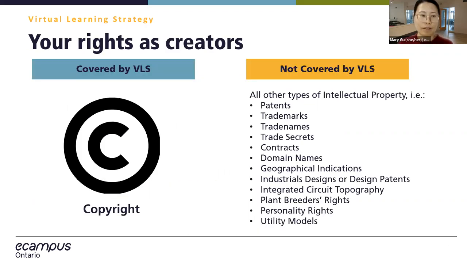So you have rights as creators, of course. As mentioned, your copyright is protected as part of your engagement with VLS. It's noted in the funding agreement that's written down. And as you see from that long list of other intellectual properties that are not explicitly covered, those are the aspects that are not covered through the funding agreement, basically. You retain copyright and control of your content, and anything specific to if you want to apply for patents or trademarks and things like that is outside of the purview of your relationship with eCampus Ontario.